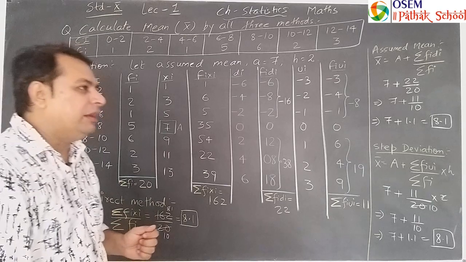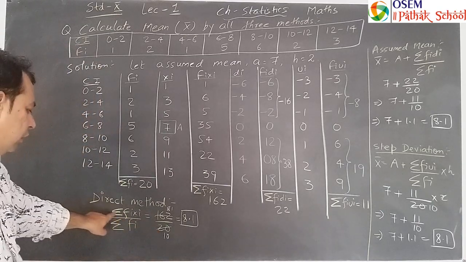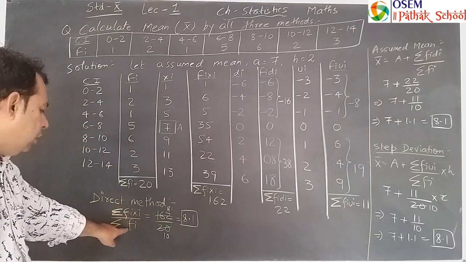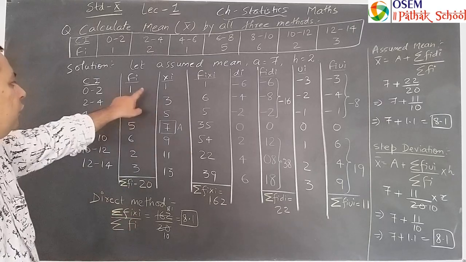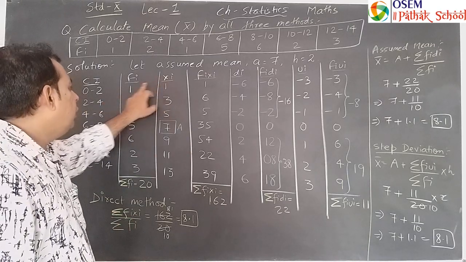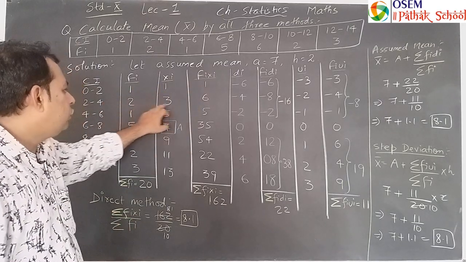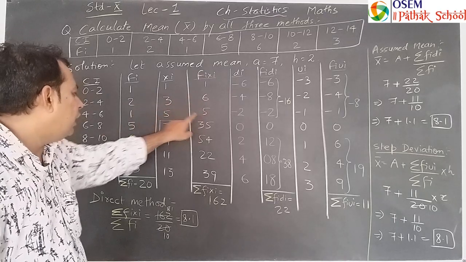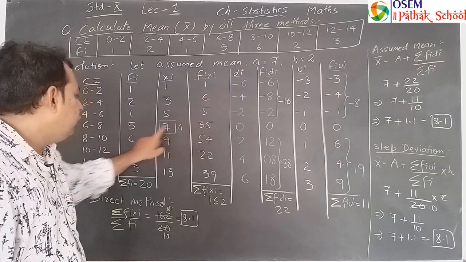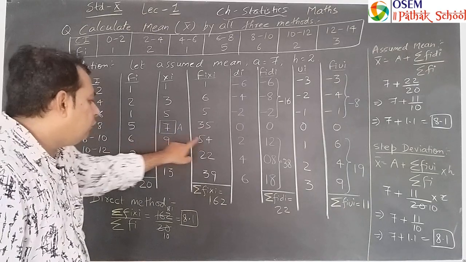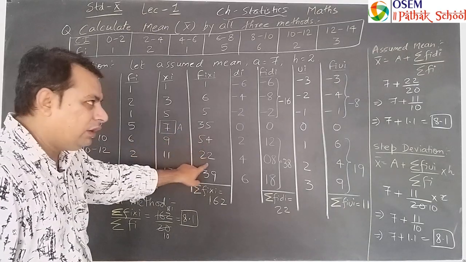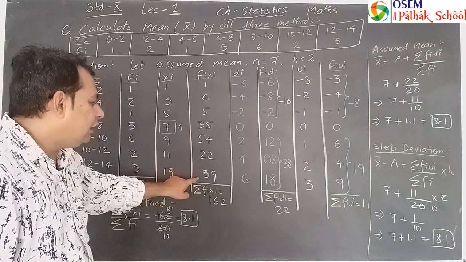Now for the direct method, the formula is sigma Fi Xi upon sigma Fi. Now we will multiply Fi into Xi: 1 into 1, 1; 2 into 3 is 6; 1 into 5, 5; 5 into 7 is 35; 6 into 9, 54; 2 into 11, 22; 3 into 13, 39.